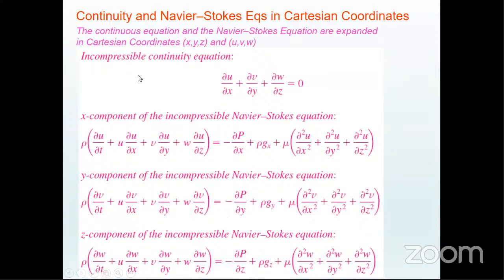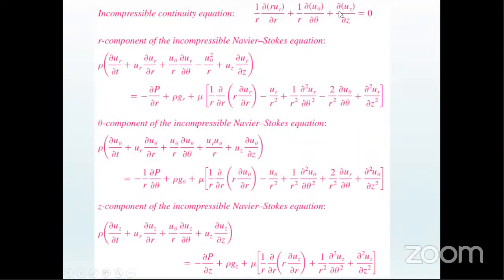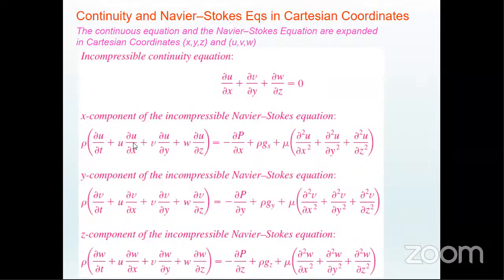The first, top equation is the incompressible continuity equation. The later three are the Navier-Stokes equations, particularly the incompressible Navier-Stokes equations along the x direction, y direction, and z direction. That was the incompressible continuity equation in Cartesian coordinates.